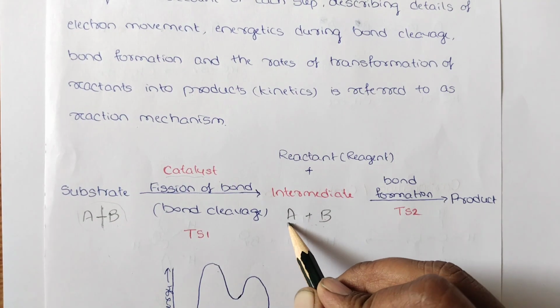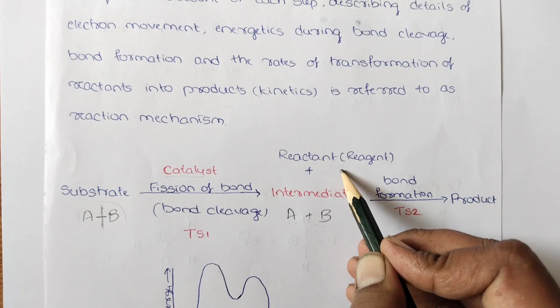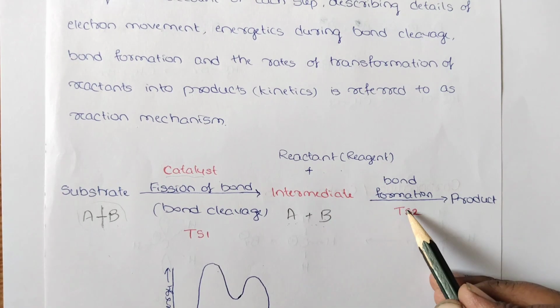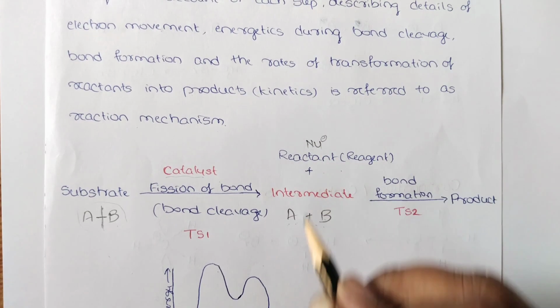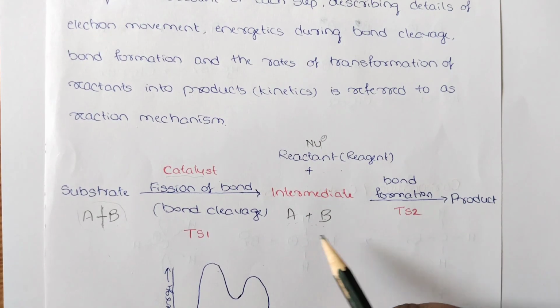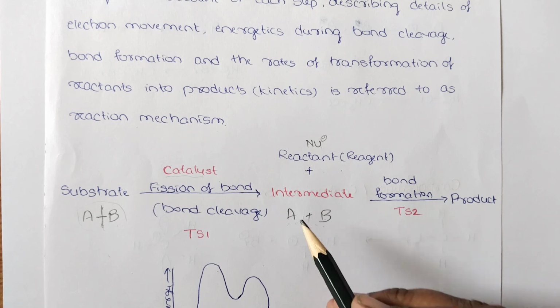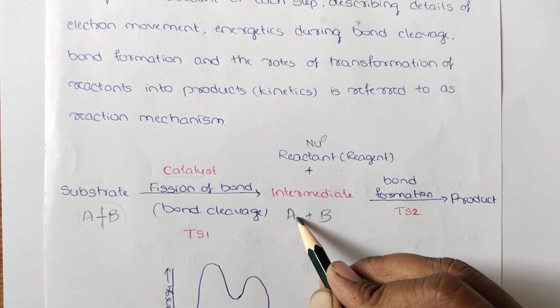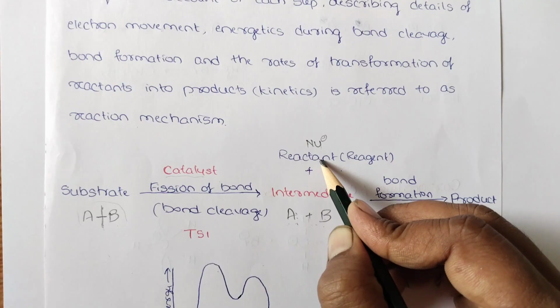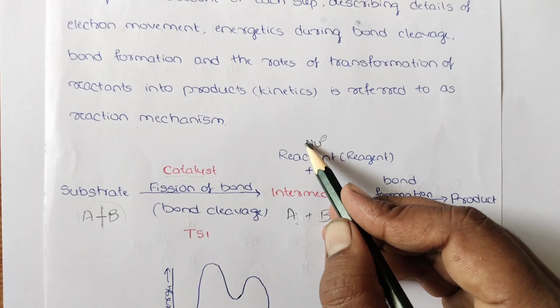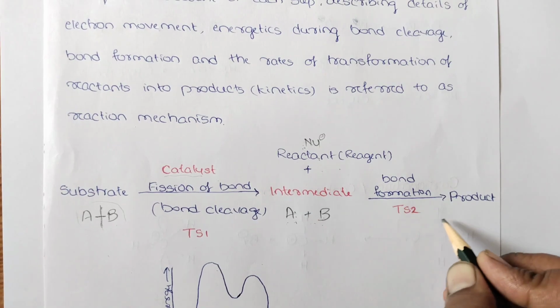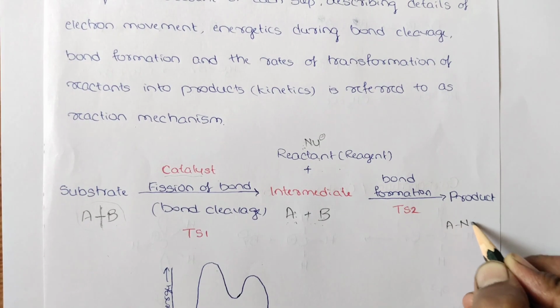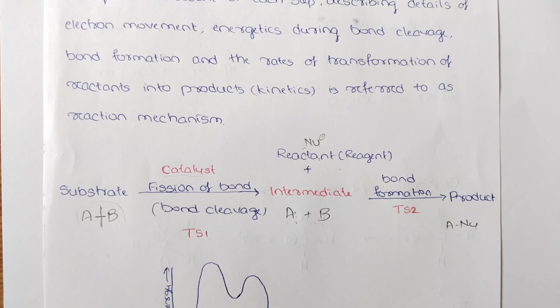This intermediate reacts with another reactant or the reagent. Here the bond formation takes place. Let's take here the nucleophile. This is a general reaction or then example. This intermediate reacts with this another reactant. Here the bond formation takes place in between this another reactant and the intermediate, and you are going to get this type of product. So this is called a reaction.